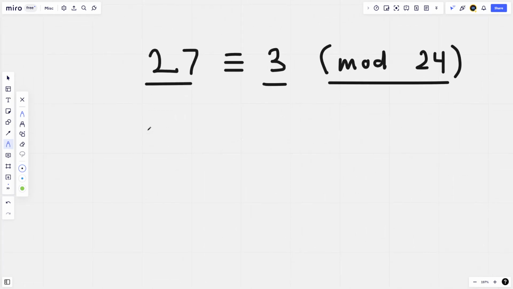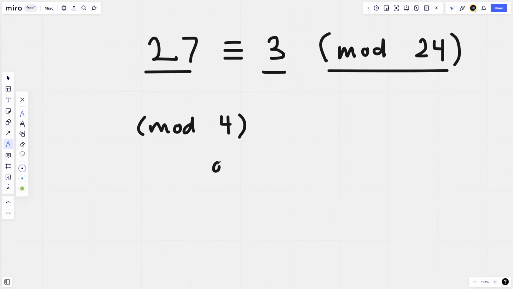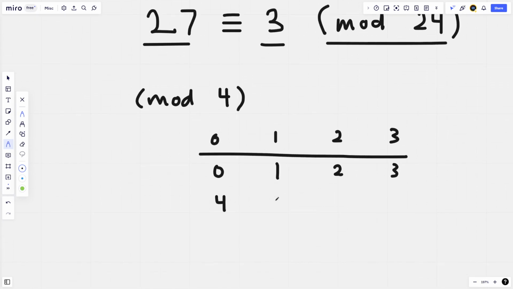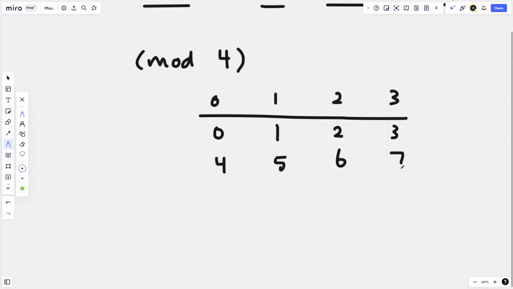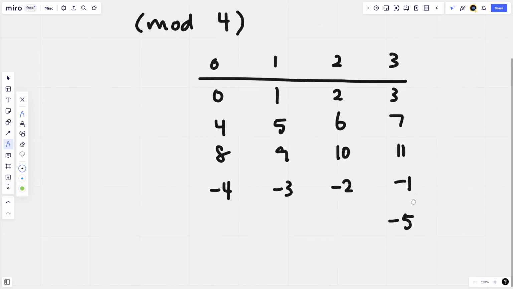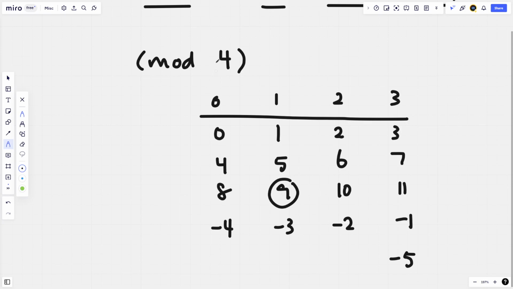Going to a bit of a smaller example, if we work under mod 4, then we have 4 equivalence classes, 0, 1, 2, and 3. So the numbers themselves go under these equivalence classes, and then we repeat again. 4 goes under the equivalence class with 0, 5 with 1, 6 with 2, 7 with 3, 8, 9, 10, 11, etc. And then negative numbers also work similarly, like so. So you'll notice that if we take a number and we divide it by 4, the remainder is going to be equal to the equivalence class.